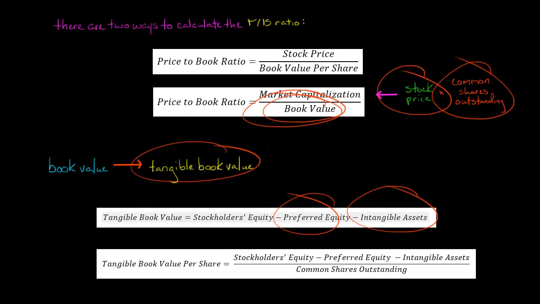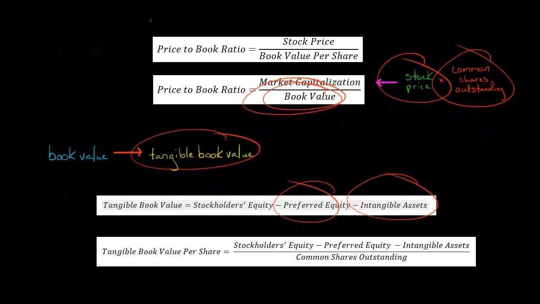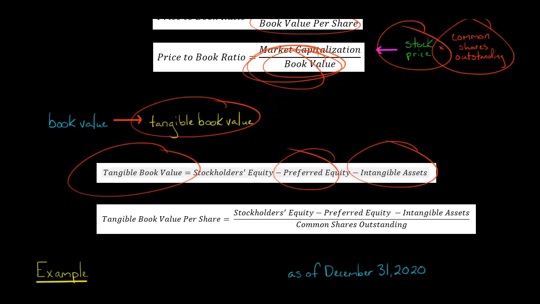And if you want to know that book value on a per-share basis, you just take that tangible book value and divide it by the number of common shares outstanding. So when I say book value per share, I'm talking about tangible book value per share. And when I say book value, I'm talking about tangible book value. And I'm going to show you how to calculate this.